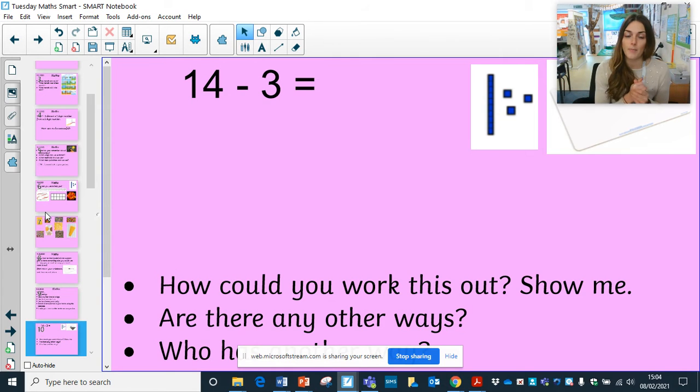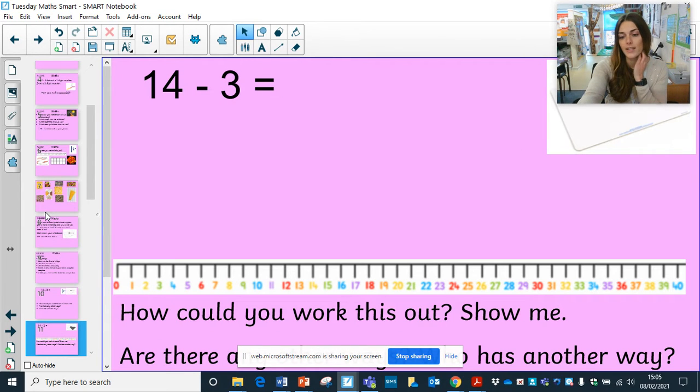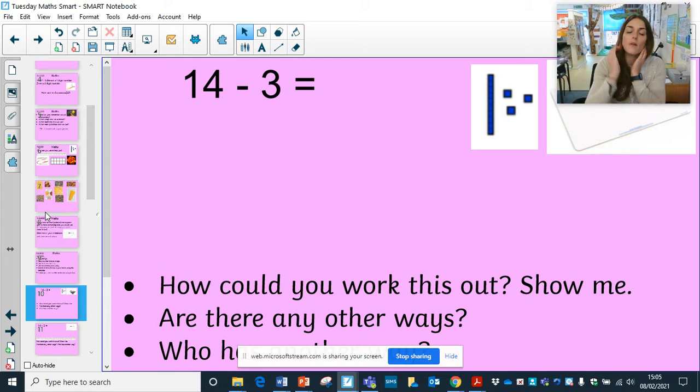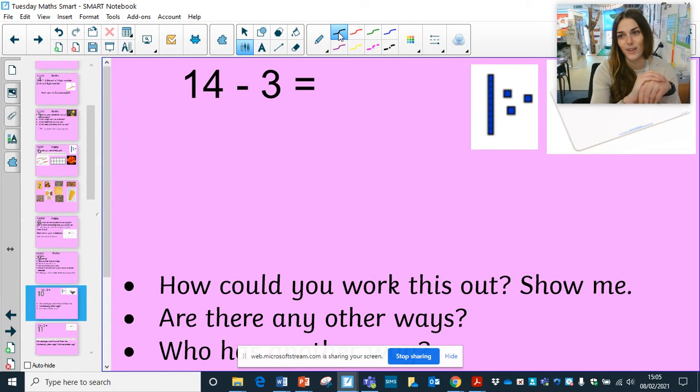So here we've got an example, 14 take away 3, and the two methods we're going to be looking at are the use of jottings, but also the use of a number line. So for 14 take away 3, you can either use your jottings or your number lines. We're going to look at jottings first. So I'm going to get my pen, and bear with me because it's a bit tricky on here. For my 10, instead of doing 10 individual squares, as you can see, you can just draw a rectangle to represent your 10. Okay, so there's my 10.